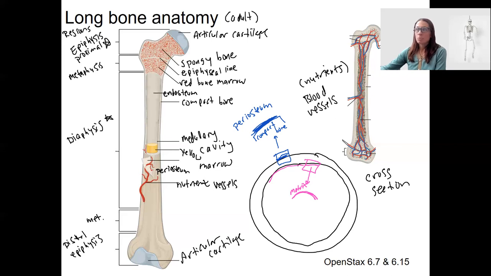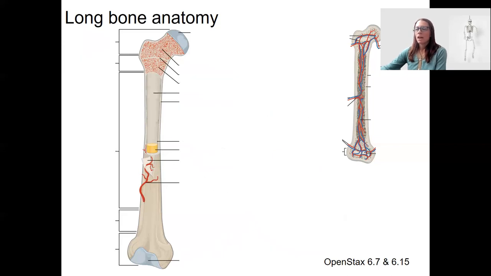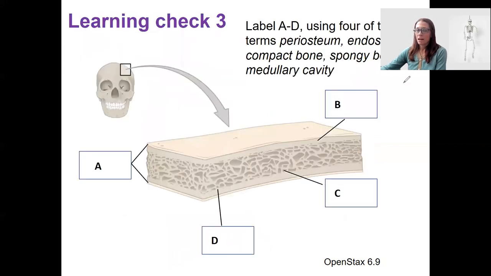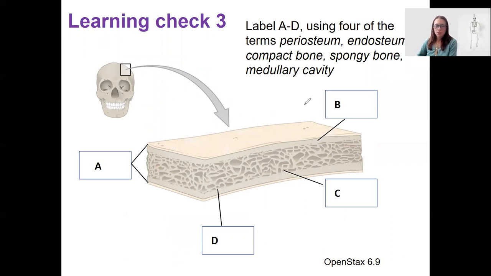So that's the basic anatomy of long bones. We'll see the terms that are most important in use as we go. This is a flat bone. So I want you to use what you just learned about anatomy of a long bone and apply it to a flat bone using four of these terms. That's one you will not use. And I think you should be able to do this.